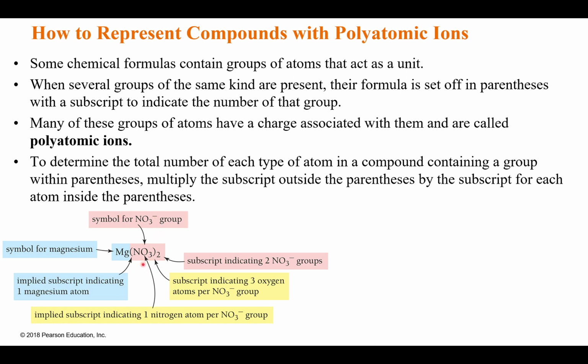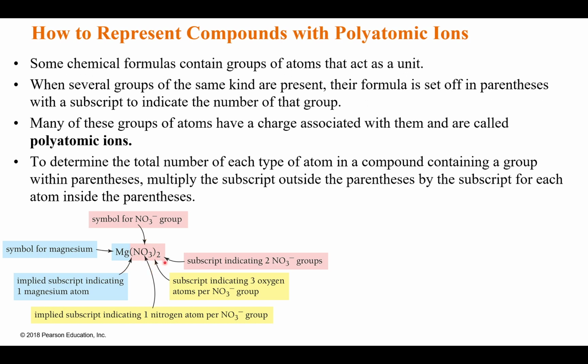This is the symbol for the nitrate group, NO3 minus. Notice the compound itself doesn't have any charges, but we'll talk about that in a bit. The 1 for nitrogen is implied, so I have only 1 nitrogen. Then I have a subscript of 3 for oxygen. That means I have 3 of them per nitrate group.